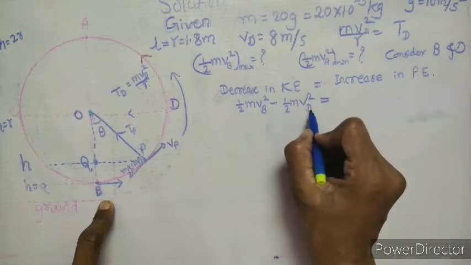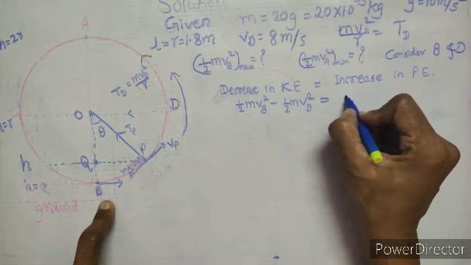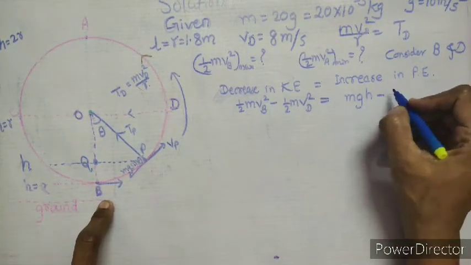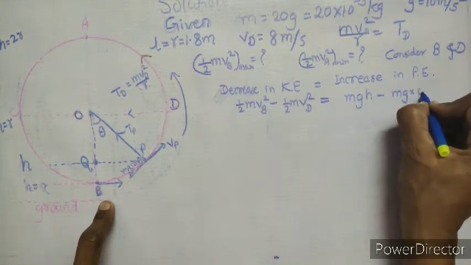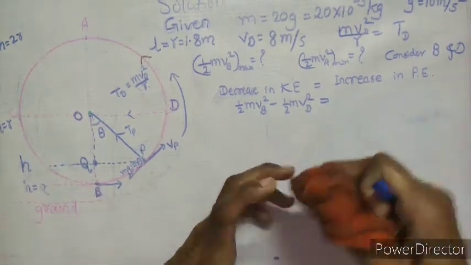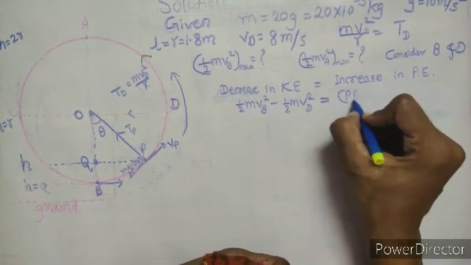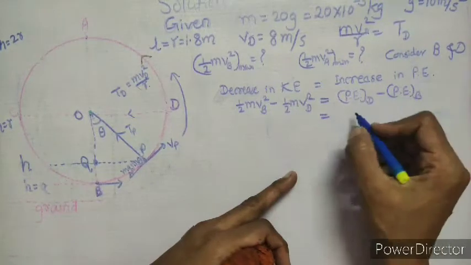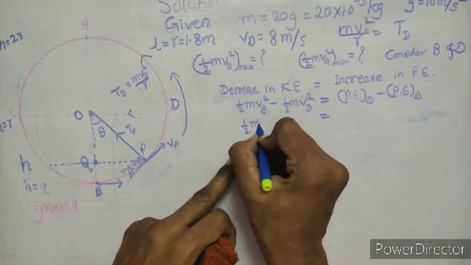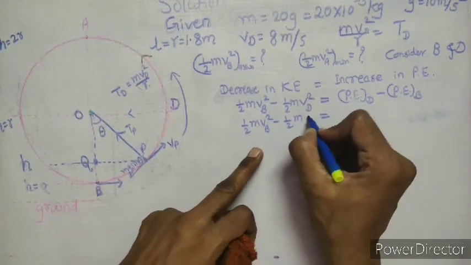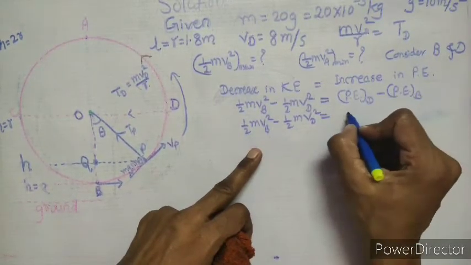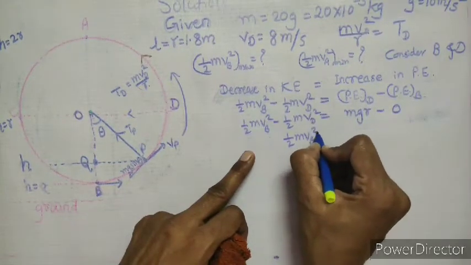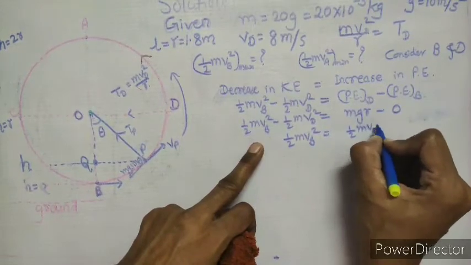So half m vB square minus half m vD square equals the increase in potential energy, which is m g h minus m g into 0, the potential energy at ground level. Or we take one more step: potential energy at D minus potential energy at B. Here the potential energy at D is m g R and at B is 0. So we get half m vB square is equal to half m vD square plus m g R.